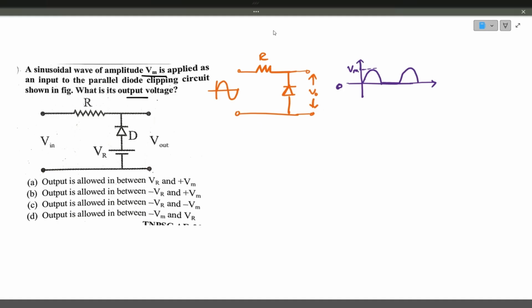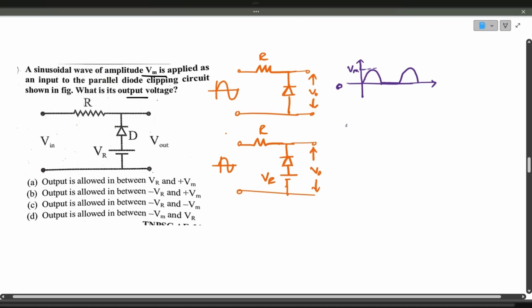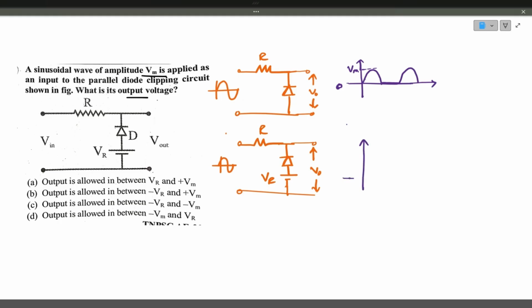Now you are applying a positive bias to this circuit. This is R and the same diode in the same direction. You are applying a positive bias, that is VR, to this circuit, and you have applied a sinusoidal input voltage. Now in this case, what happens to the base voltage? The base voltage will be shifted to plus VR because the applied voltage is plus VR, not minus. So the base shifts to plus VR, and the output voltage will be like this.